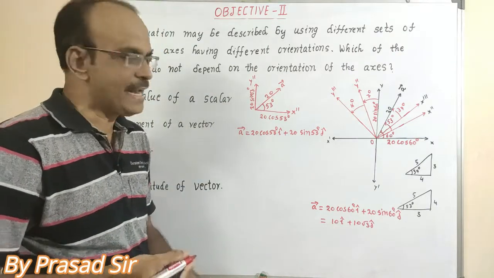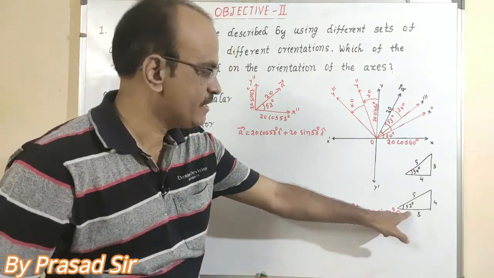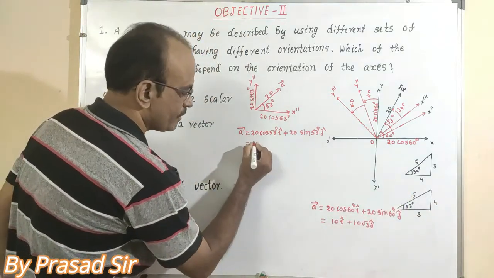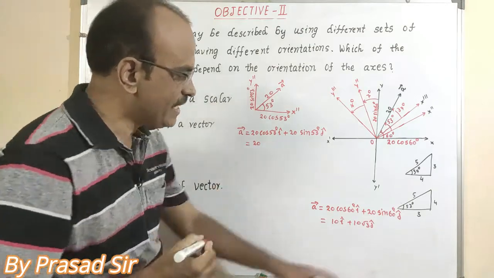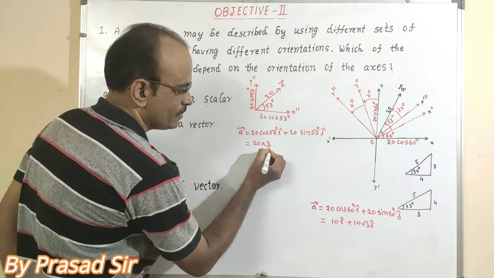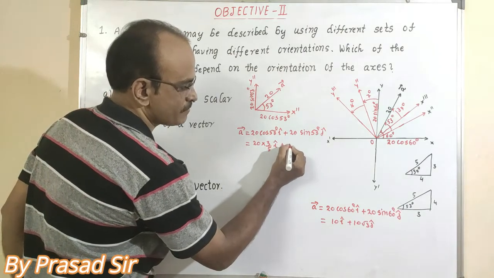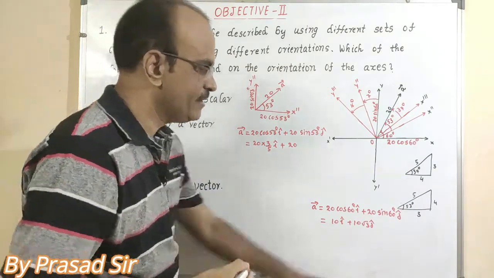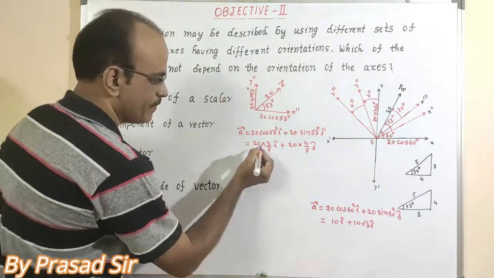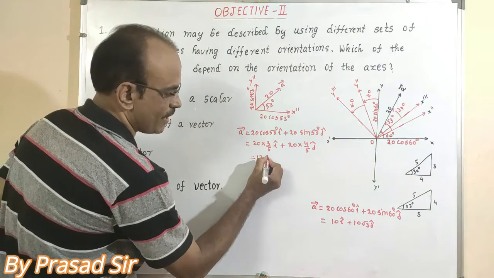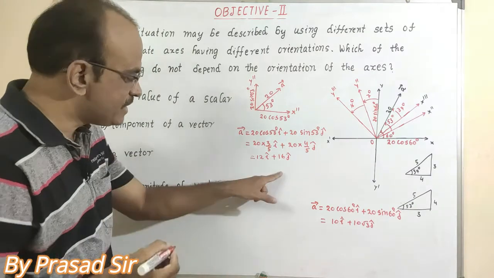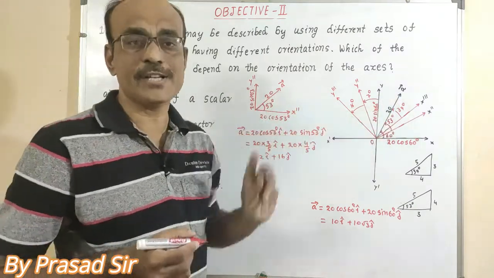So we know the familiar triangles. Here the 53 degrees triangle is the 3, 4, 5 triangle. So from that, 20 cos 53 degrees is 20 into 3 by 5 i cap plus 20 sine 53, that is 20 into 4 by 5 j cap. So 5 fours are 20, 5 threes are 15... that is, 12 i cap plus 16 j cap. So this is the second orientation of the vector.